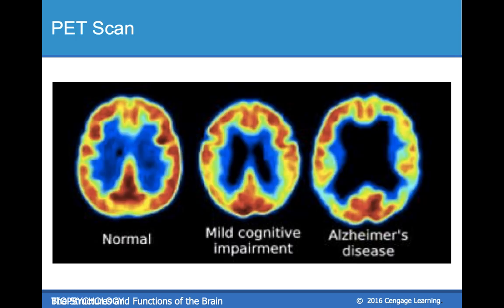We can also see changes in activity based on different cognitive impairments. The normal brain is on the left, the mild cognitive impairment in the middle, and then someone with Alzheimer's disease, whose brain has begun to degrade with the disease, you actually see that center part getting much larger, and the cortex, the outside part of the brain, much thinner.